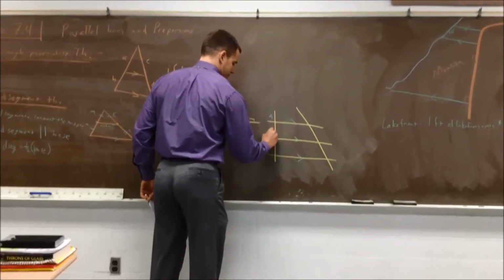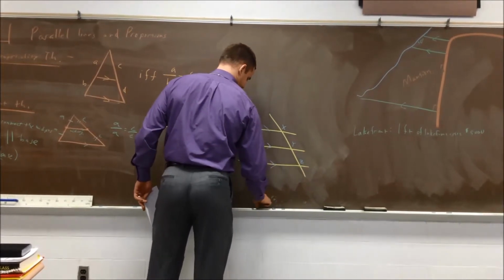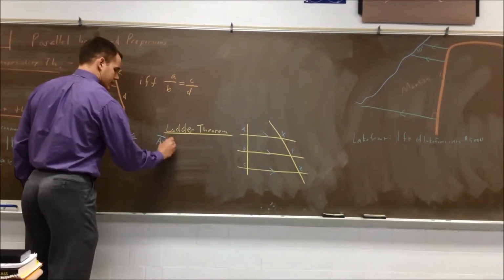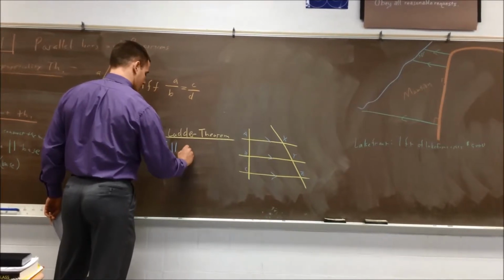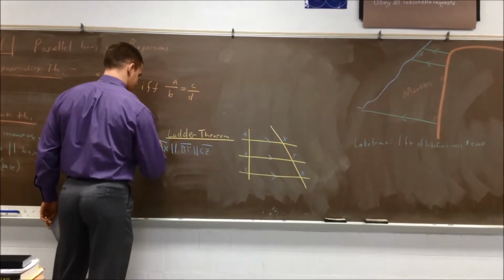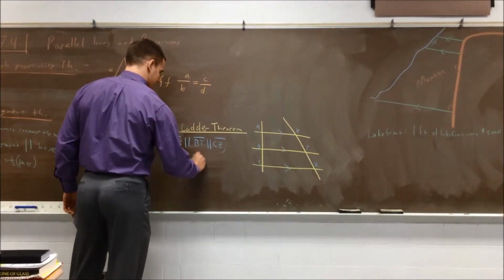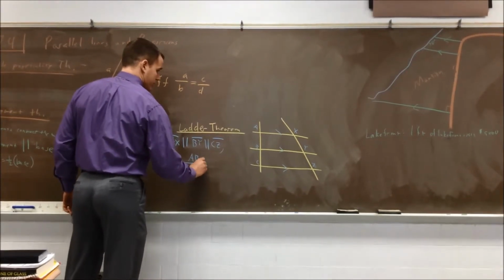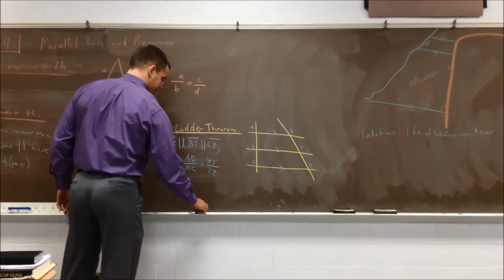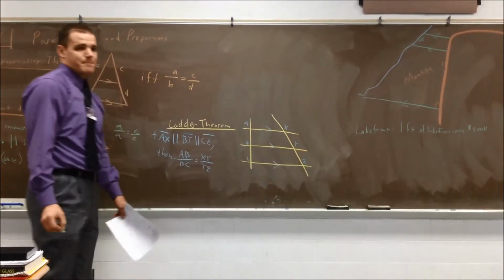We're going to call this side A, B, C. We'll call this X, Y, Z. The theorem simply says this. If AX is parallel to BY, which is parallel to CZ, then AB over BC is equal to XY over YZ. This number is going to equal this number over this number. That's all it's saying.